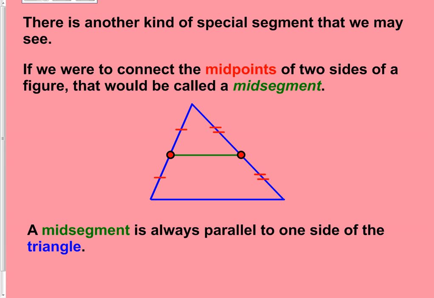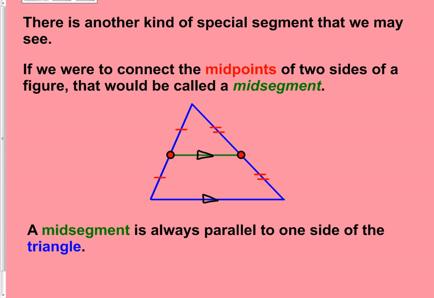As you can see, coming down the left side of that triangle, we've got a matching set of 1 tick marks. Coming down the right side, a matching set of 2 tick marks. So the 2 red points on either side of the triangle are midpoints, and they are connected with that green line segment. The only real property that we have for a midsegment is that it is always going to be parallel to one of the sides of the triangle. That's an important piece of information.